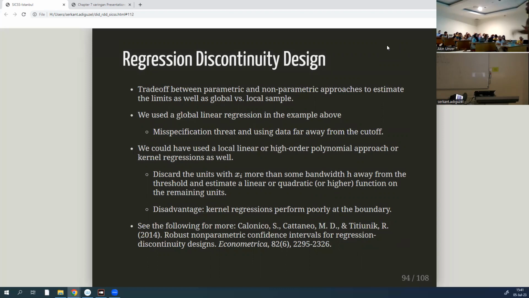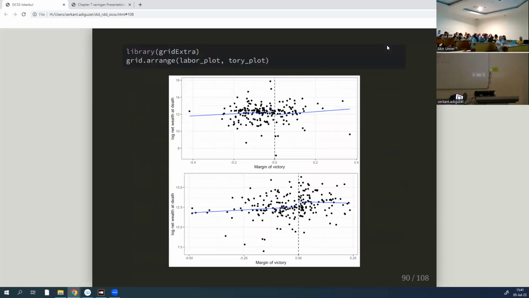If you go and read RDD papers, most of the time they will show you results with different specifications. I think it matters, especially because there are all these data-driven window sizes, which essentially use a trade-off between bias and variance. So what's the trade-off here? Let's say I'm focusing on a very narrow window, 1% to the left and 1% to the right. That's nice for bias, because they are going to be super comparable, since they barely lost, with less than 1% difference.